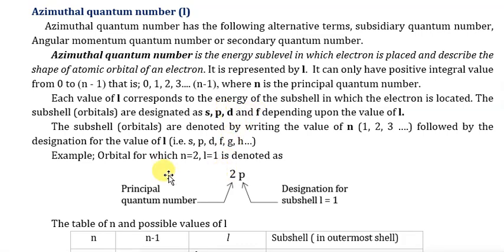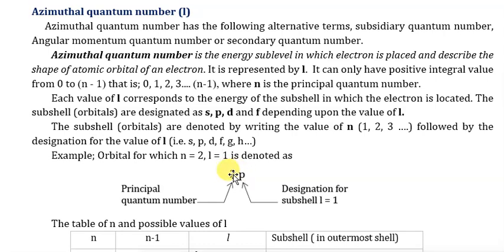Kwa hiyo kwa mfano tukitaka kuandika orbital ambayo itakuwa ni n itakuwa ni 2, principal quantum number itakuwa ni 2, lakini azimuthal quantum number L itakuwa ni 1. Kumbuka nimesema L ikiwa 1 maana yake ni P. L ikiwa 0 ni S, 1 ni P, 2 ni D, 3 ni F. So hii hapa ili tuiandike n is equal to 2, L is equal to 1, tutaandika ni 2p.